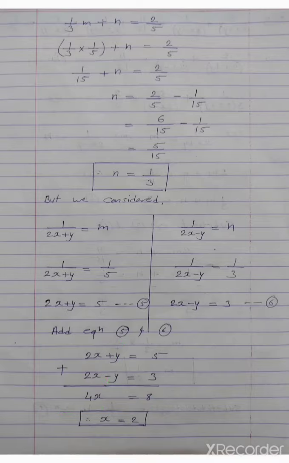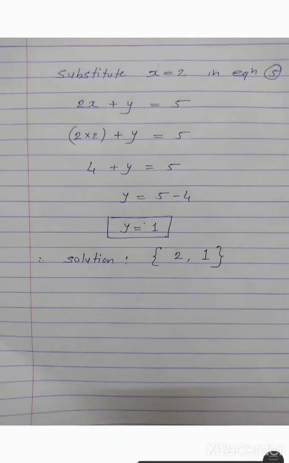Now substitute this x is equal to 2 in any one of these equations. Equation number 5 is the easier one, so I substitute this x is equal to 2 here. Therefore, I substitute this value of x. This is the multiplication. When you take it to the other hand side, the value of y is equal to 1. So therefore the solution of these equations is 2 and 1.